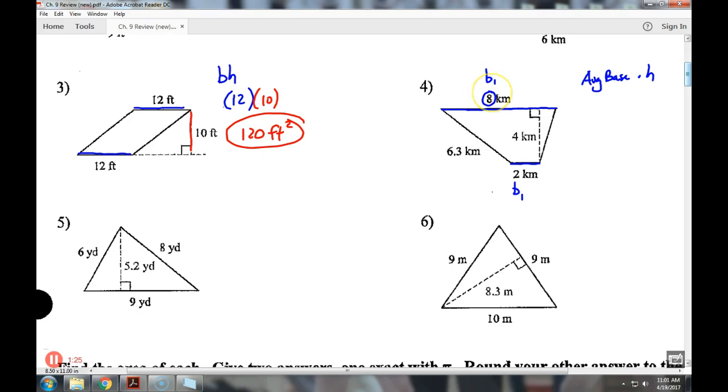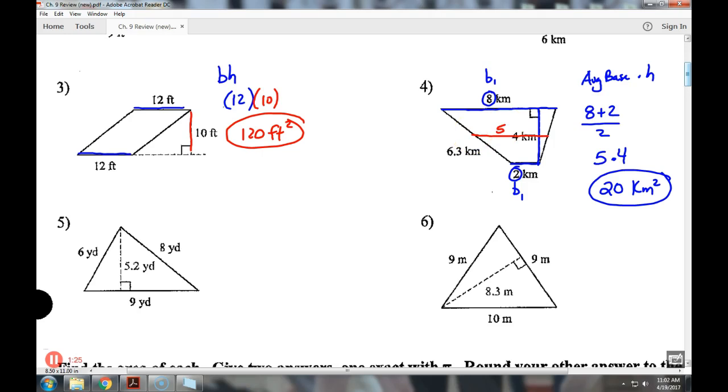So I have to average these 2 numbers, which basically means I have to add them up and then divide by 2. So 10 divided by 2, that would be 5, and then the height is 4. So 5 times 4 is 20 kilometers squared. So still base times height, just 8's too big, 2's too small. So you need to find the average base, which is also known as the median. Right there. The median is 5, or the average is 5.